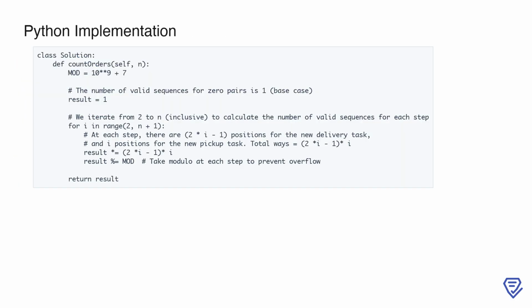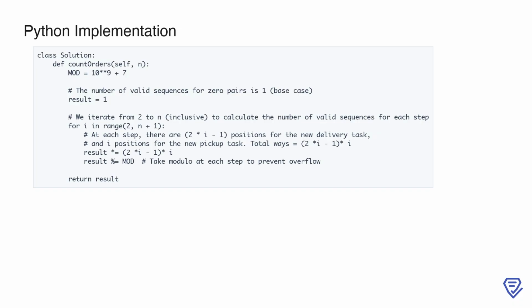The solution calculates the total number of valid pickup and delivery sequences for n pairs using a mathematical approach. The problem boils down to a combinatorial counting problem where we need to ensure that each delivery action happens after its corresponding pickup. We use a loop to iterate from 1 to n, progressively building the solution. The base case is when there are 0 pairs, the number of valid sequences is 1. For each step i, from 2 to n, we calculate the number of valid sequences by considering the possible positions for the new pickup and delivery pair.